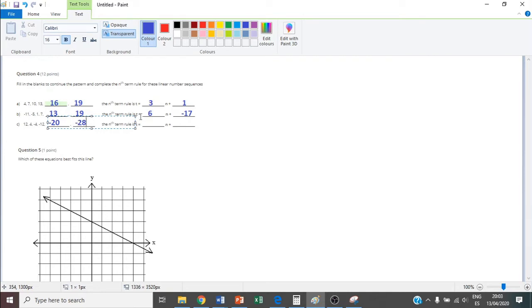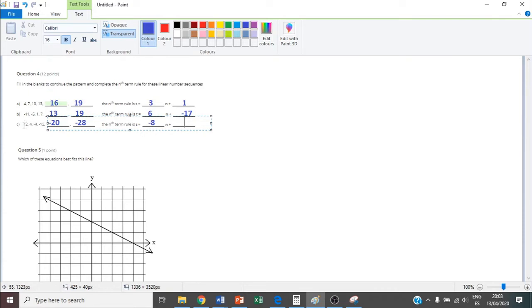And my nth term rule, we know the common difference now is minus 8. So that bit should be the easy bit. The difficult bit is the adjustment. Okay, I can see that my sequence doesn't start with minus 8. It starts a lot higher than that. So I need to add a big number onto minus 8 to get up to 12.